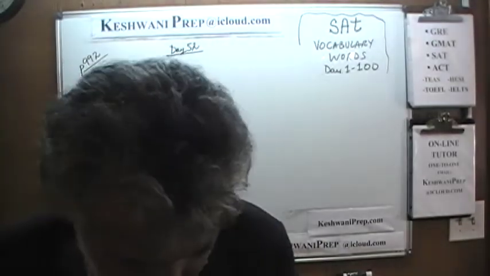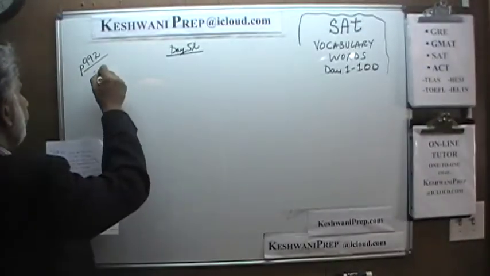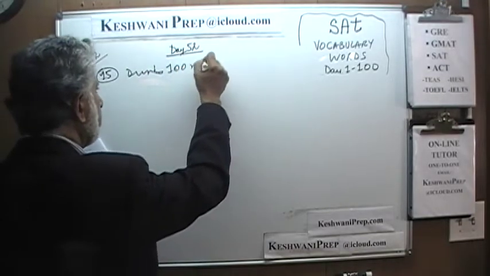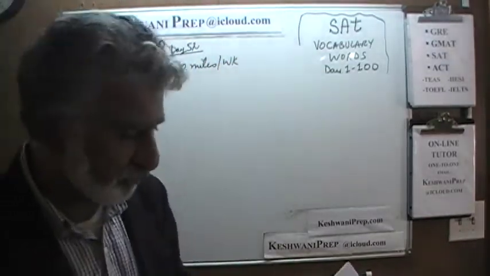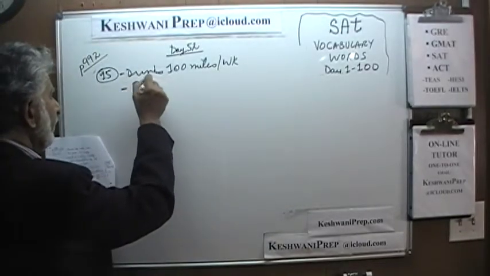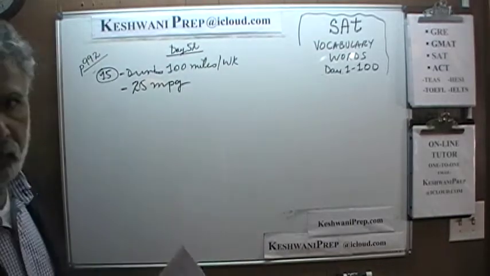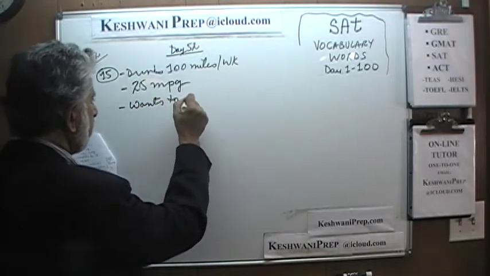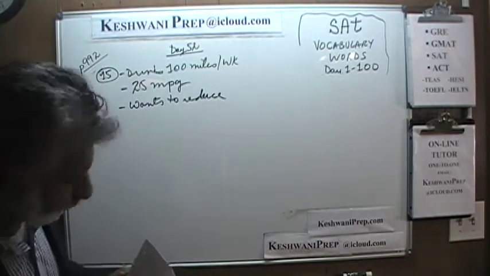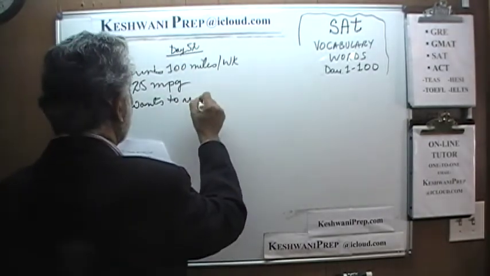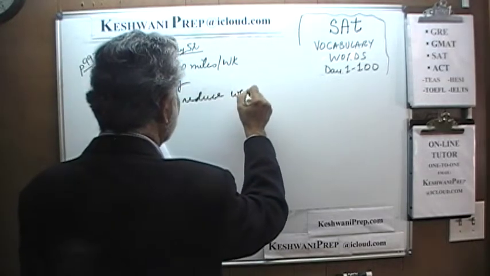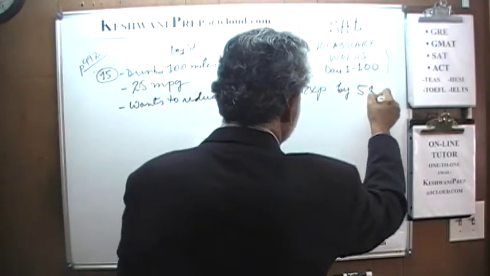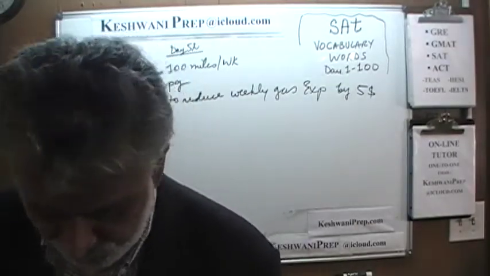In number 15, we are told that we have this person who drives 100 miles per week. His car gives him 25 miles per gallon. And he wants to reduce his weekly gas expenditure by $5. He wants to reduce his weekly gas expenditure by $5.